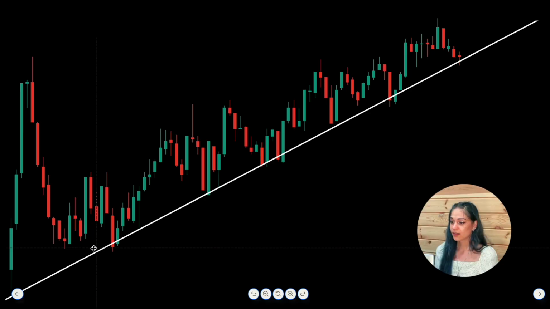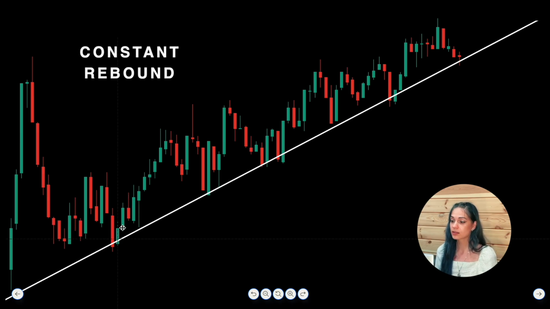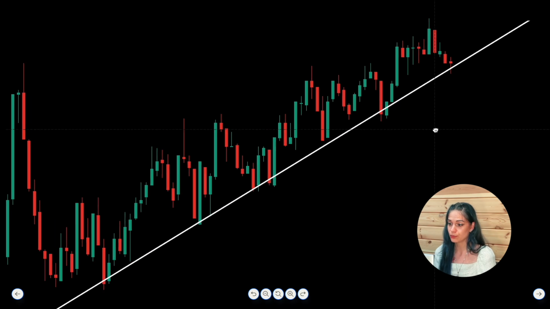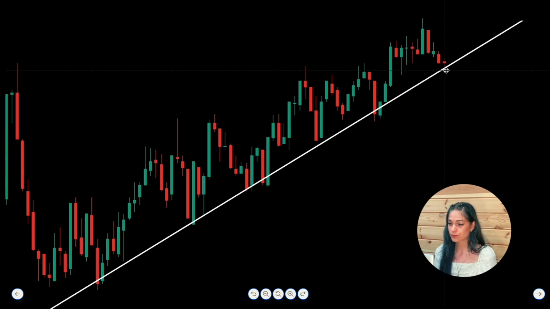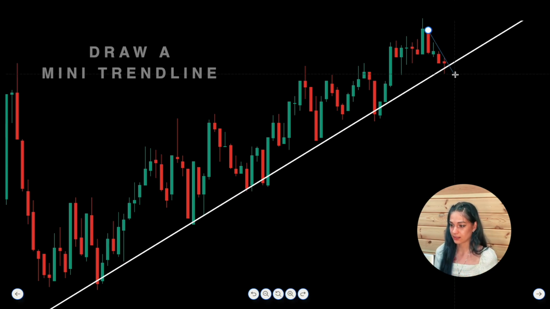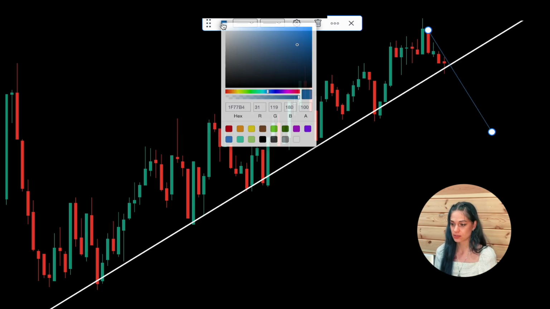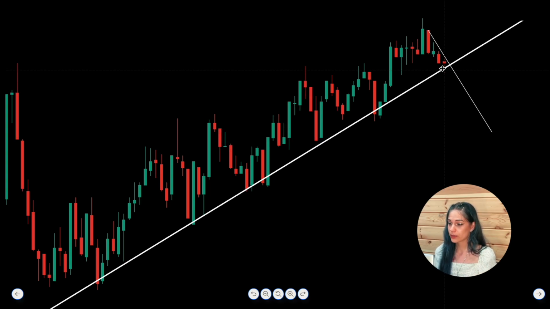Another example, the price is moving up. We found our trend line level from which there is a constant rebound of the price and the continuation of upward movement. Now we see that the price has reached the trend line level and made its first touch. Let's draw a mini trend line here, like so. Change the color to white just to see it clearer. And now we are waiting for the price to break through this trend line, thereby giving us the confirmation that there will be a continuation pattern and the price will continue to grow further.